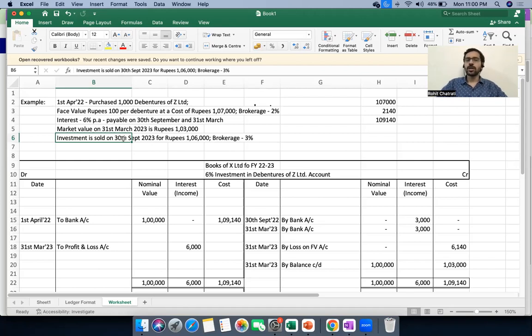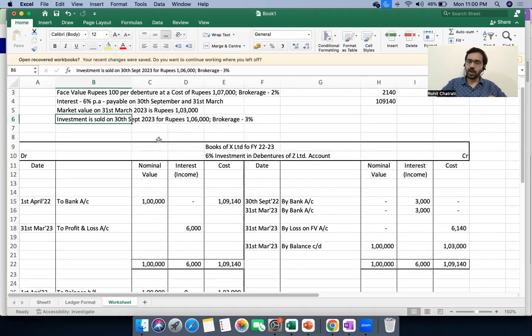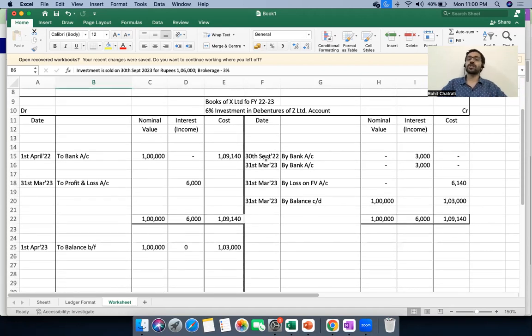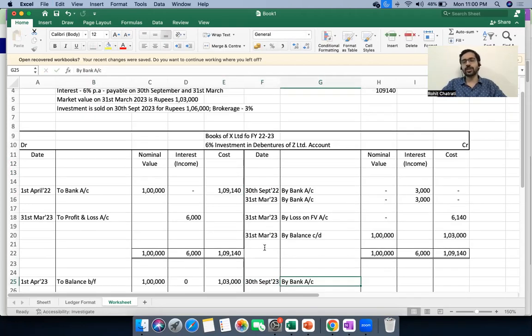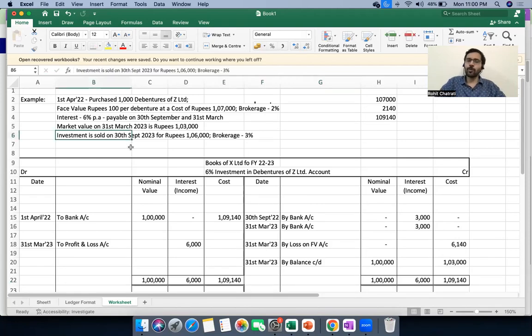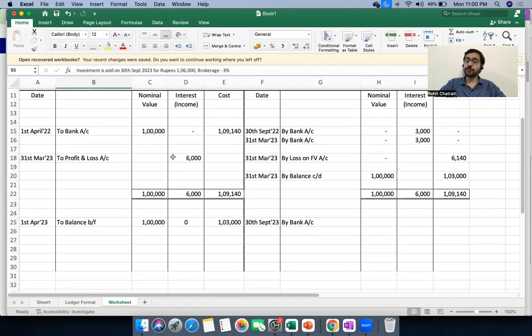Now, the investment has been sold on 30th September. But on 30th September, we would have also received interest. The question is not going to tell you that we have received interest. Obviously, when you're selling it on 30th of September 23, it is presumed that you have collected interest and then actually sold the investment. So first, you're actually going to collect interest.